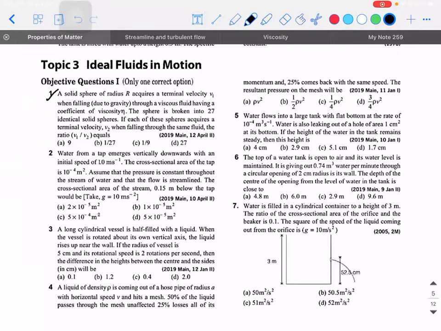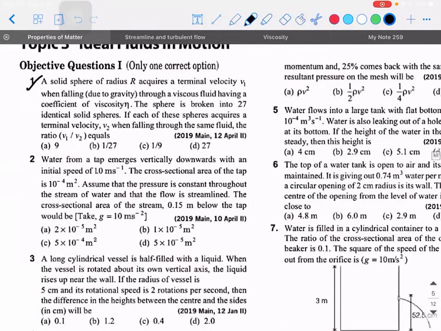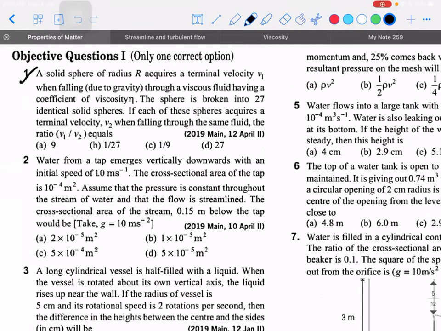So can you guys try this? There is a solid sphere of radius r which acquires terminal velocity v1 when falling through a viscous fluid having a coefficient of viscosity eta. The sphere is broken into 27 identical solid spheres. If each of these spheres acquires a terminal velocity v2 when falling through the same fluid, then the ratio v1 by v2 is equal to what?